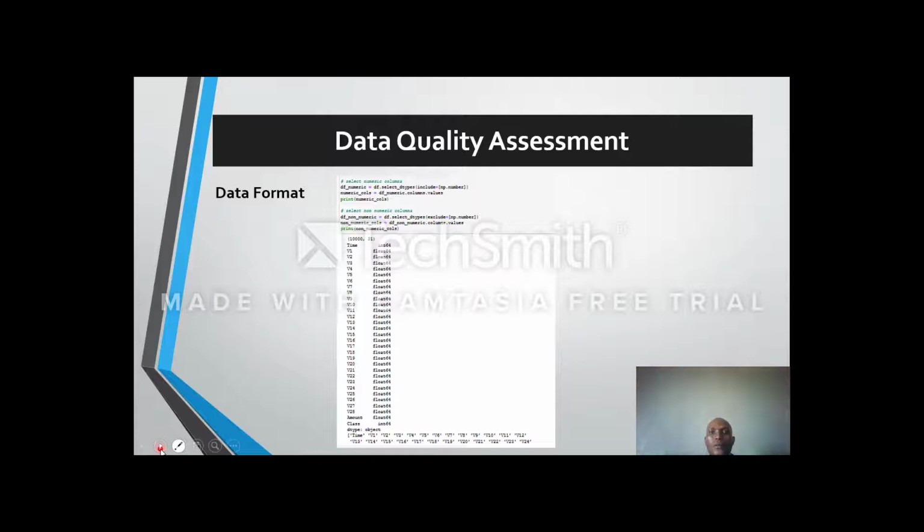What format do we have in this data set? As shown, from column V1 to column V28, we have float 64 data type. We have time, which is integer 64 data type, and also we have amount, which is also float 64, and the class, which is integer 64.